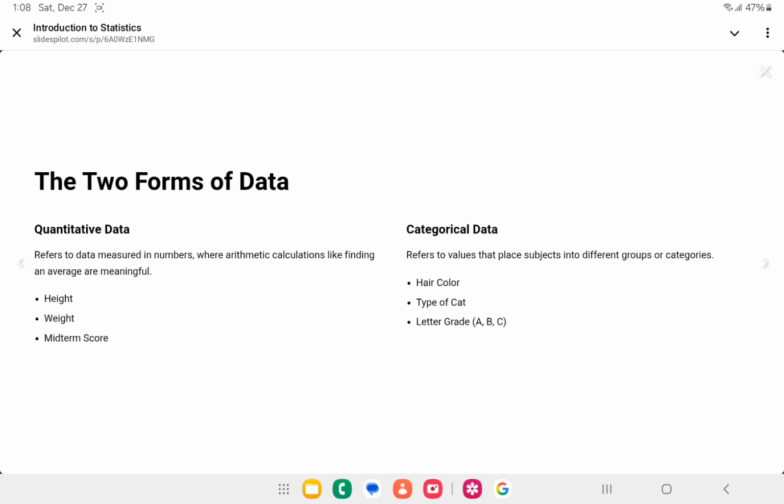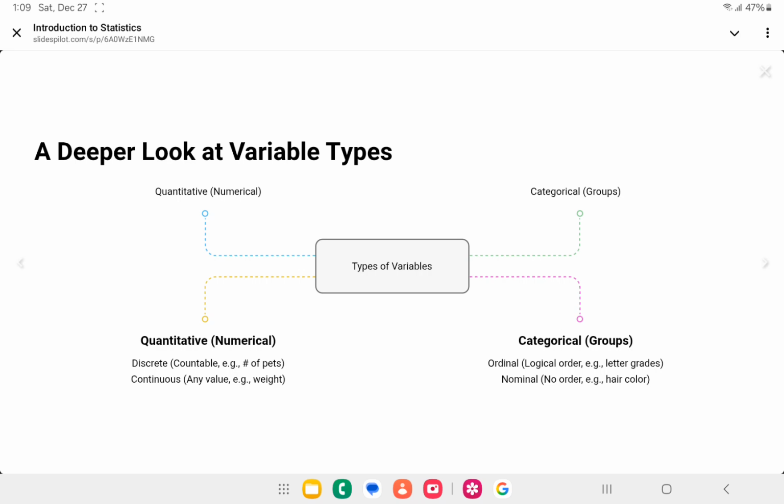There are actually two types of categorical variables. There is categorical and ordinal and categorical and nominal. Something is said to be categorical and ordinal if there is a logical ordering to the values of a categorical variable. A good example of this would be letter grade. We can logically order the values of this categorical variable from high to low, or from low to high.